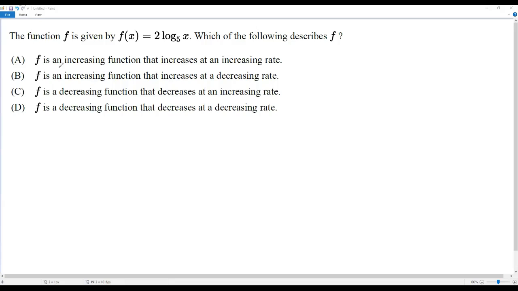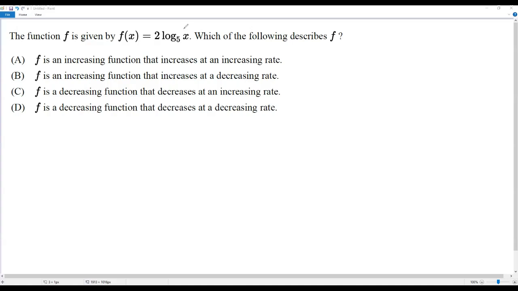In the first option, we have f is an increasing function. In the next two options, we have f is a decreasing function. Okay, to find whether f is increasing or decreasing, what we need to do is plug in some random values for x and check whether f is increasing or decreasing.